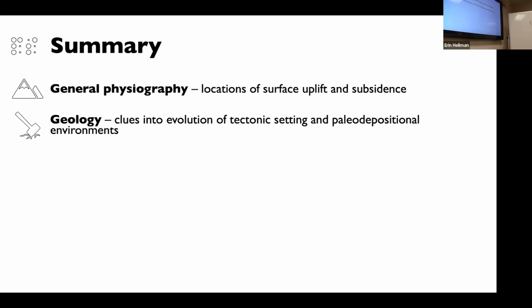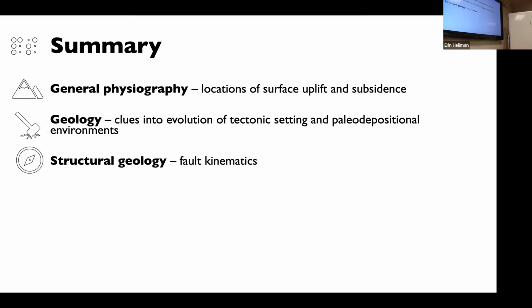The geology gave us clues into the evolution of tectonic setting and paleodepositional environments. So we learned about when we had clastic deposition in the basins around the central Cordillera as a way to mark when we had this transition from compression to strike slip. We also had the onset of continental sedimentation within those basins and it prograding out of those basins, associated with that second Miocene deformational event.